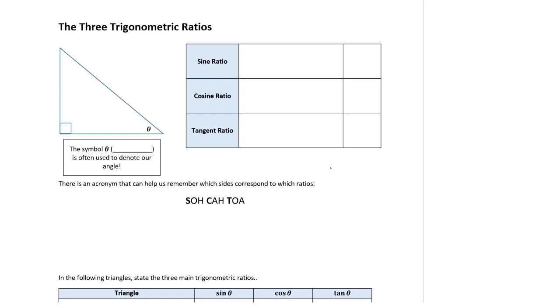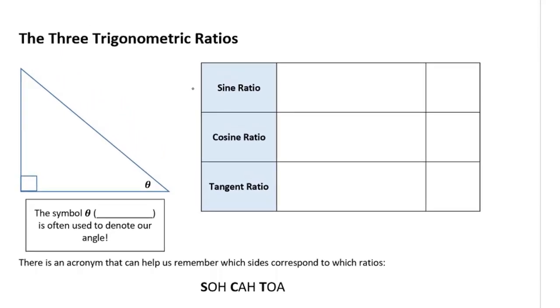Now that you have a better idea of how we can use opposite, adjacent, and hypotenuse to determine the length of sides or angles in a triangle, let's start taking a look at trig ratios. There are three trig ratios. There's a sine ratio, there's a cosine ratio, and there's a tangent ratio.